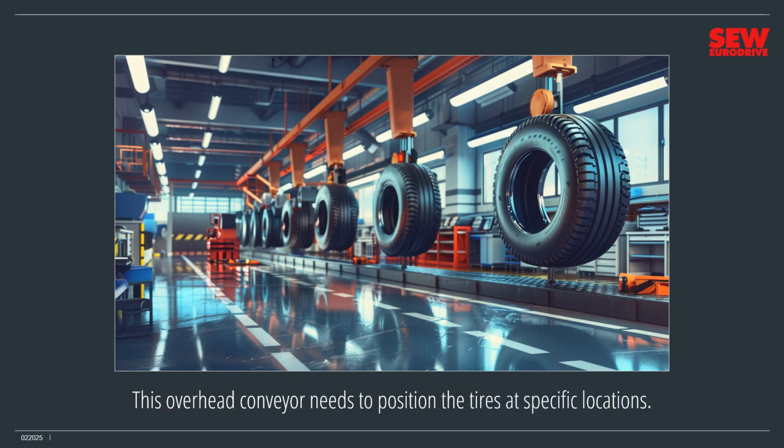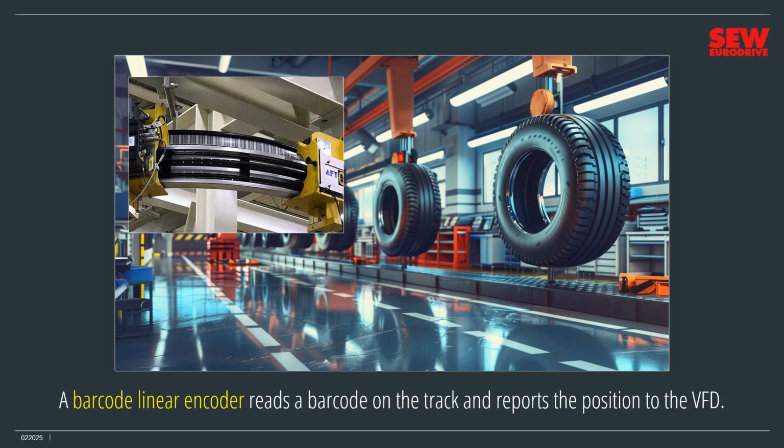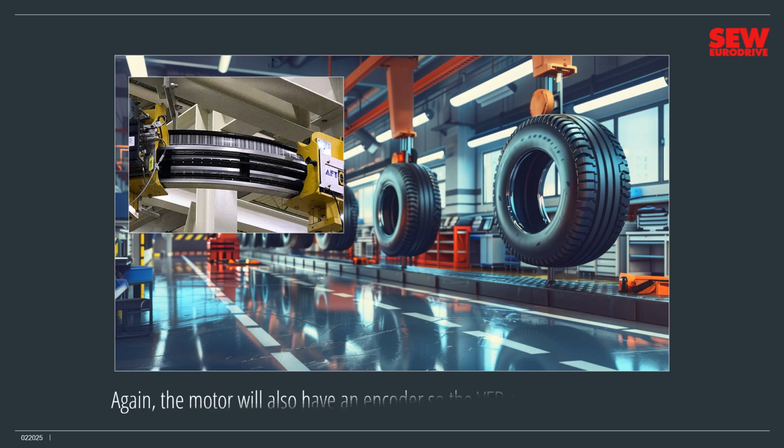Here's another example. This overhead conveyor needs to position the tires at specific locations. To do this, we use an encoder that scans the track itself. A barcode linear encoder reads a barcode on the track and reports the position to the VFD. This encoder type is good for moving products to specific locations rather than specific distances. Again, the motor will also have an encoder so the VFD can control the speed.